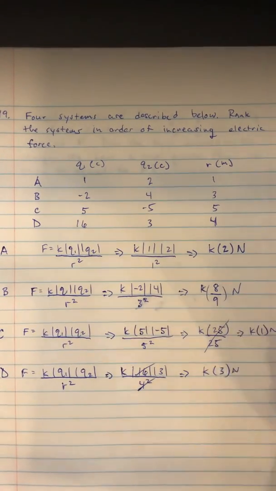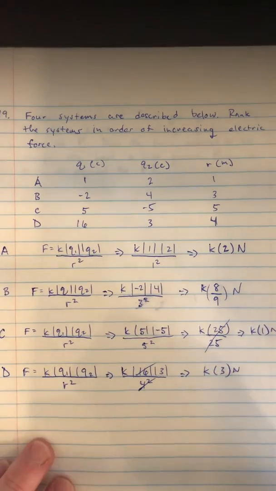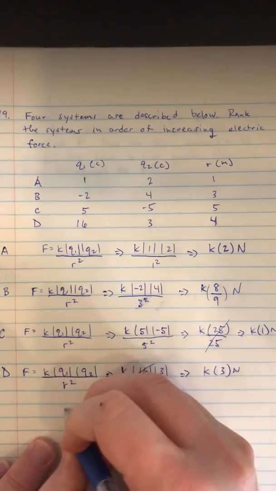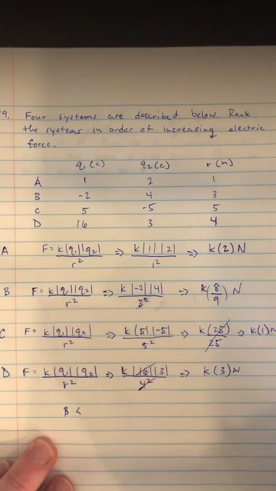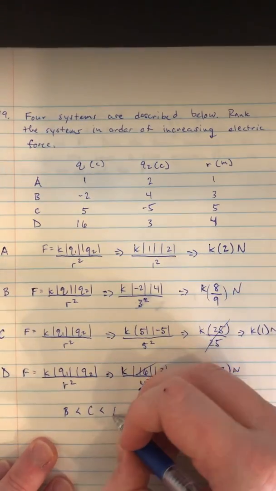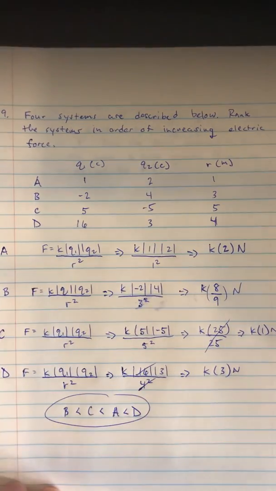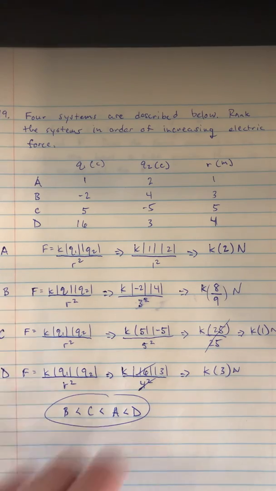So if we're going to rank these from smallest to largest, because it says in order of increasing, which means we go smallest to largest, we look at these numbers. 8/9 is the smallest, 1 is next, then 2, then 3. So the ranking would go B is the smallest, so B is less than C, which is less than A, which is less than D. B, C, A, D. All right. And we got one left.